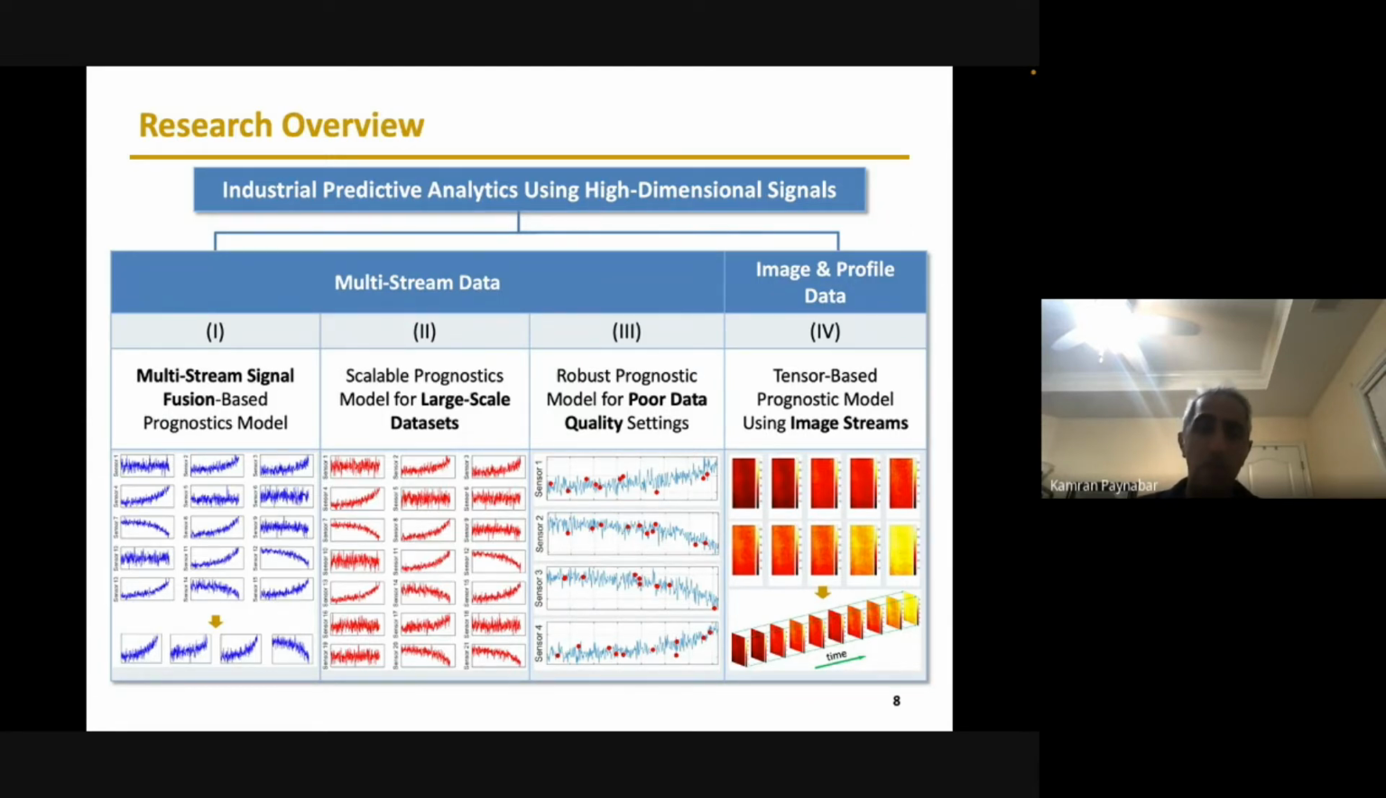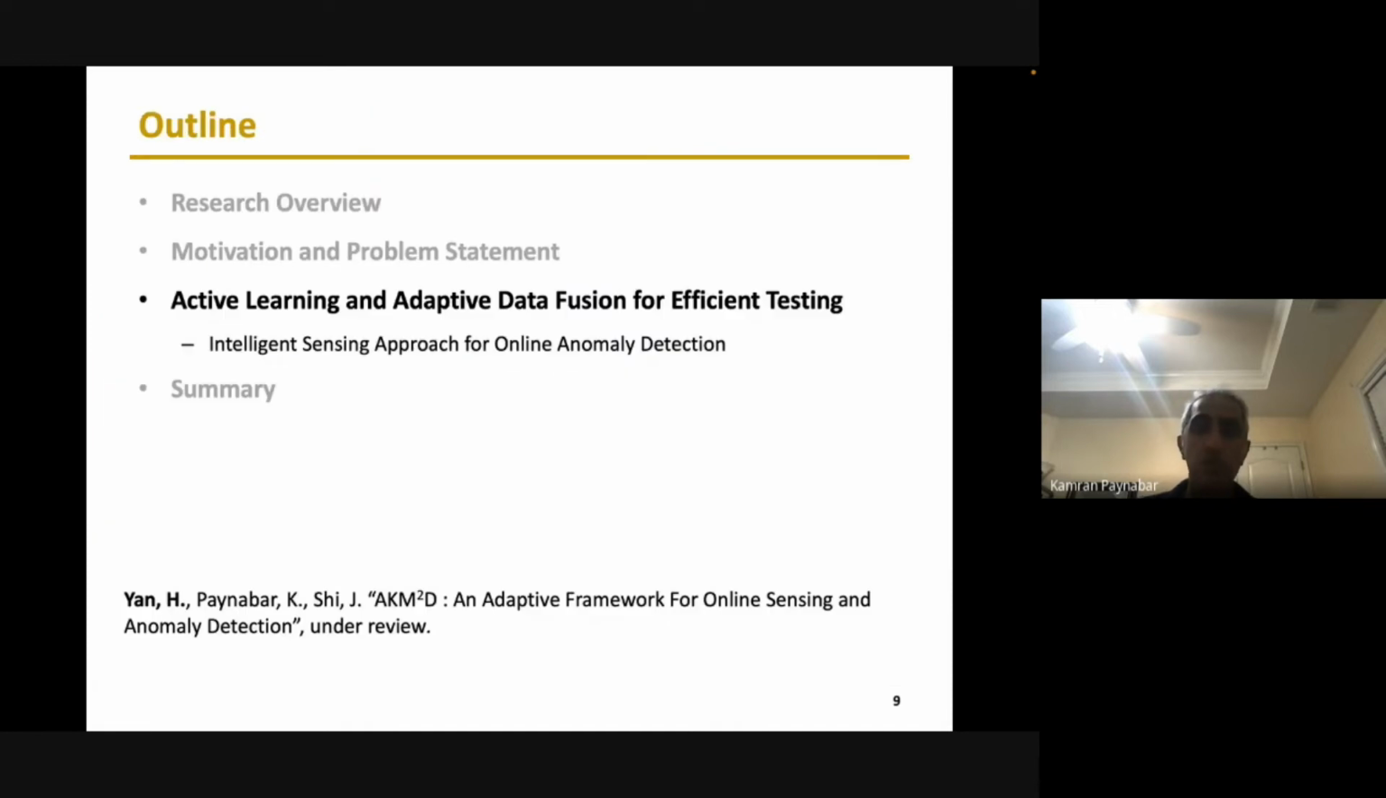The second type of research I do is related to active learning, and that's the topic of today's presentation. What I'm going to talk about is adaptive sampling and active learning. This paper is now published, actually. It is by my former student, who is now an assistant professor at Arizona State University, and my colleague Jiang-Chin: Adaptive framework for online sensing and anomaly detection.